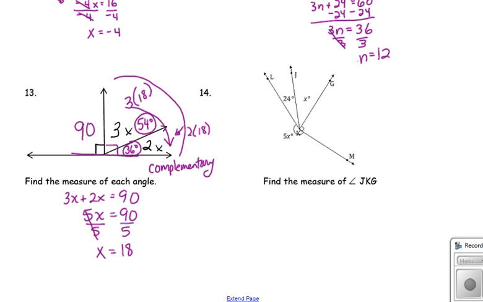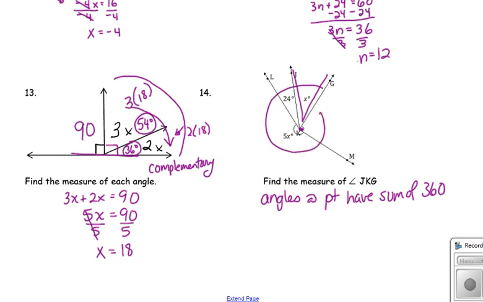In the next example, find the measure of angle JKG. Here's JKG. So this is the angle that we're looking for, and we want to know what is the relationship about the angles. These angles are all around a point, so the relationship is angles at a point have a sum of 360 degrees. Next, I'll write an equation to solve the problem. All of these angles together add up to 360.